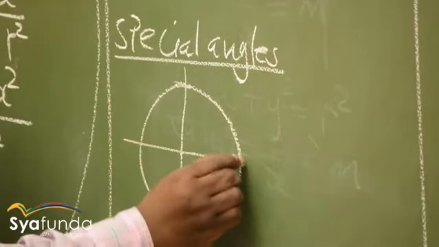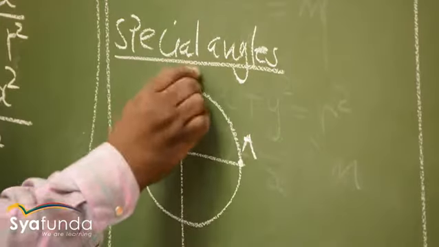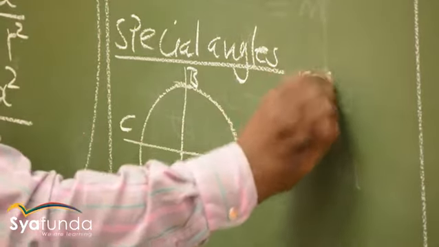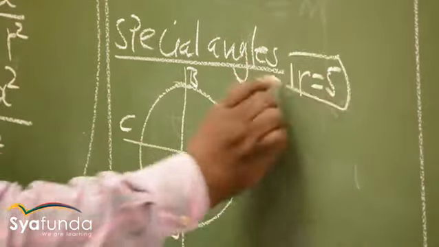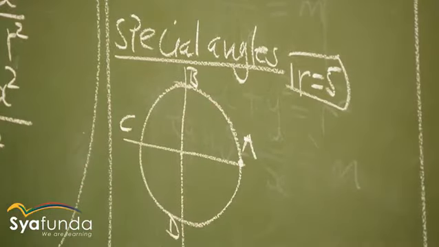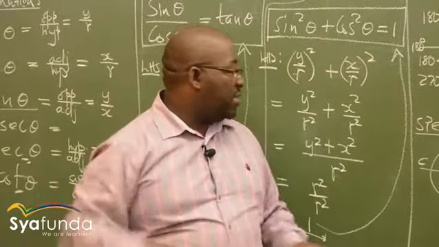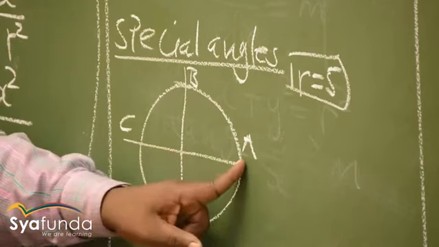I know here, if this is A, this is B, this is C, this is D. Suppose a circle has a radius of 5 units. Let's say this circle that I have here has a radius of 5 units. Remember what a radius is. It is the distance from the center of a circle to the circumference. So this distance from here to here, we call it a radius.